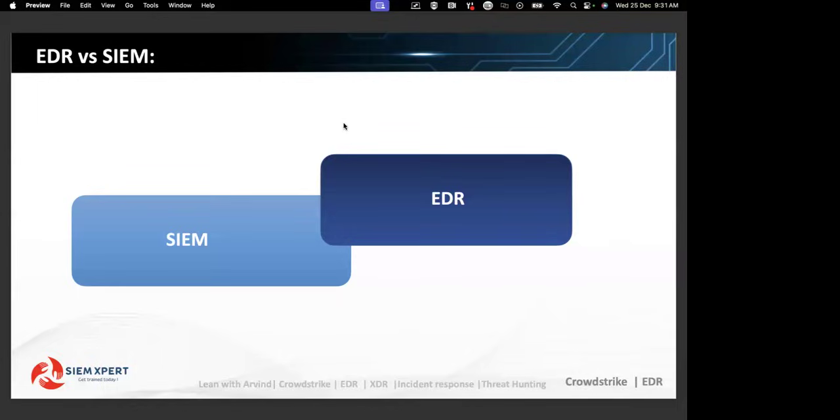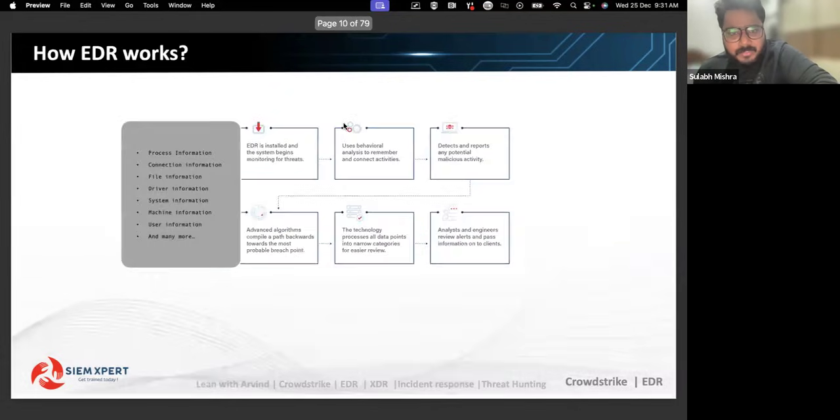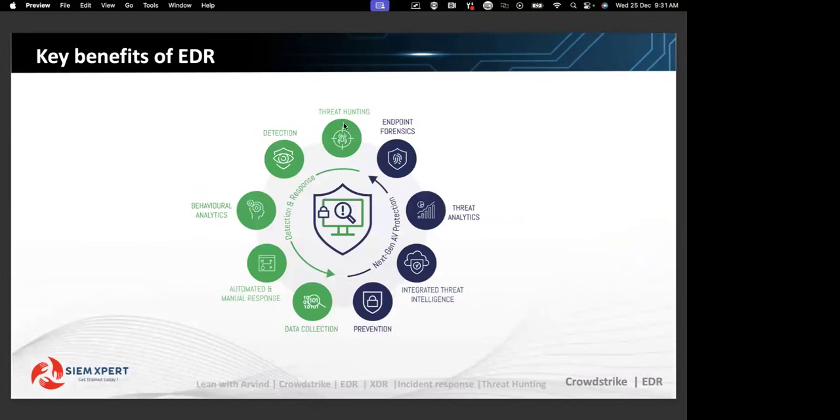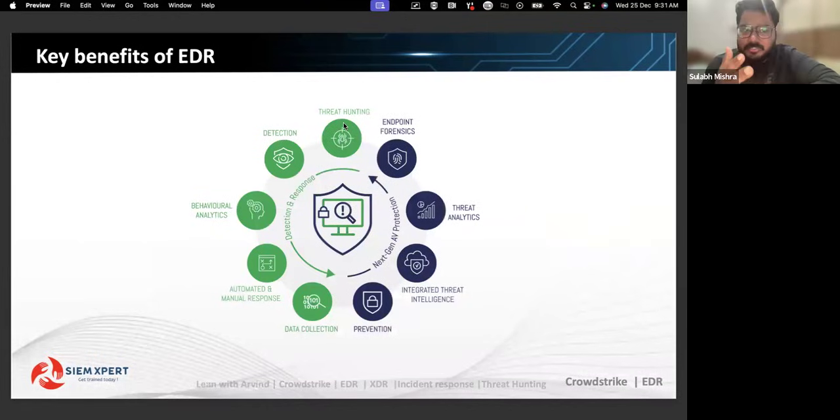Sir, what are the key points we have to say when they ask about the difference between next generation firewall and EDR? Okay. You see here, the ones on the green side, they all are the additional features over next gen antivirus.